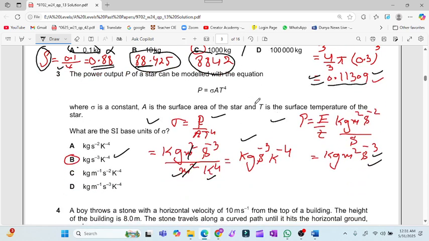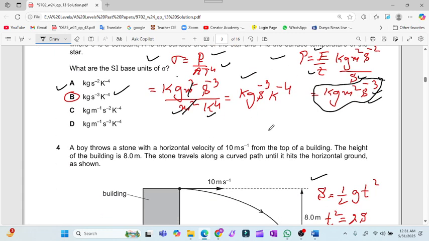In order to calculate the unit for the sigma, I have to arrange the power, A and T to the power 4 in this way, that power over A T power 4. Now power is energy over time. Energy is equal to kg m square s minus 2. Time is second. So this is the unit of the power, kg m square s minus 3. Just substitute these units. Meter square will cancel out by the meter square, and then I will get option B.